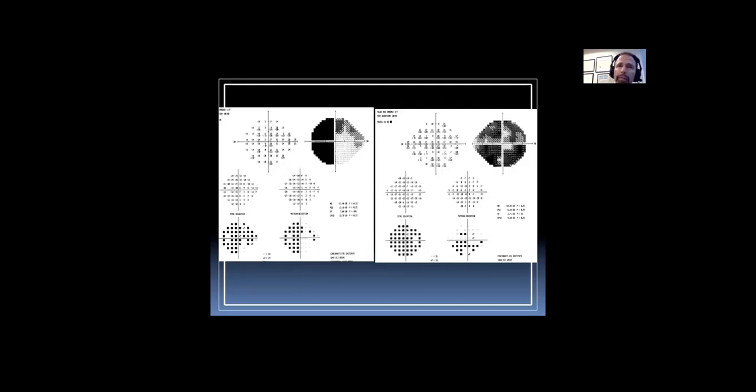But the most common early field defects in idiopathic intracranial hypertension are inferonasal steps. So steps, loss of field inferonasally across the horizontal midline. Again, because papilledema is a problem at the disc, and so that fits our second anatomic correlate. That's most common, but you can see inferior arcuates, inferior and superior arcuates, generalized constriction. But early on, you're looking for enlargement of the blind spot and inferonasal steps.